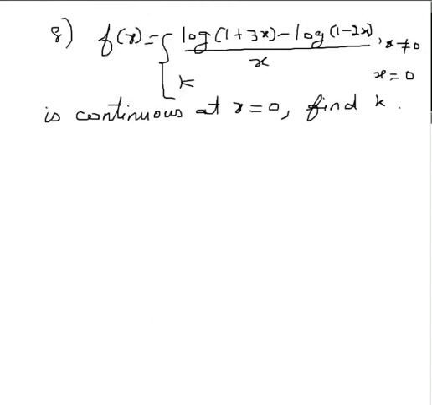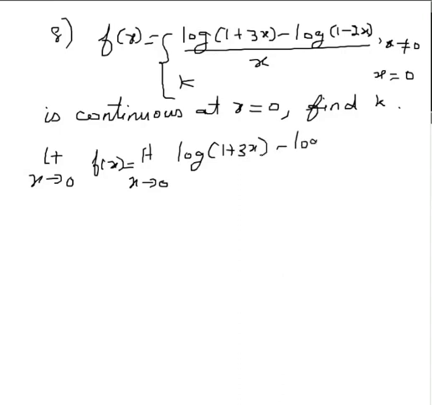Next question, f of x definition is given and the function is continuous at x is equal to 0. We have to find the value of k. In this question, we need not do LHL and RHL. We can combine both as limit extending to 0 of f of x. Limit extending to 0 of f of x is log of 1 plus 3x minus log of 1 minus 2x, divided by x.